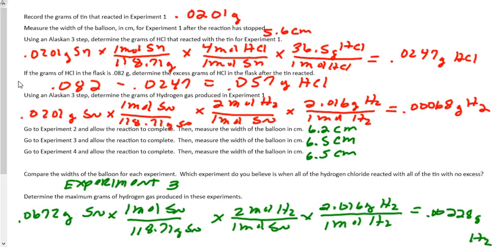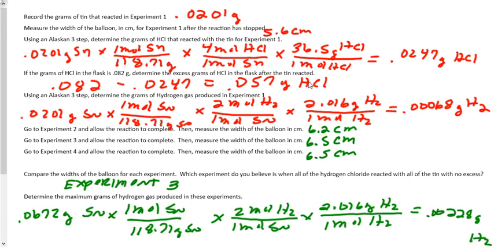Now in the next question, if the grams of HCl in the actual Erlenmeyer flask is 0.082 grams, basically how much hydrogen chloride is left over? Well, we're going to take the 0.082 that's in the flask, subtract the 0.0247 that reacted with the tin, and that's an excess of 0.057 grams of HCl that's left over. So indeed, our limiting reactant for this question is our 0.0201 grams of tin.